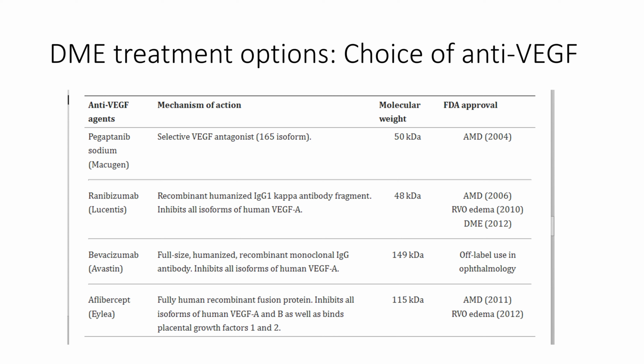So for this choice of anti-VEGF, we have these molecules available. However, I will restrict my talk to bevacizumab, which is something which I use most commonly. Rather, I use exclusively bevacizumab, and I have very good experience with this molecule, which is presently labeled as off-label use in ophthalmology. And this also is nothing less than a conspiracy by bigger pharmaceutical companies, but for that there's another talk. So I'm just limiting myself to the utility of bevacizumab in these patients.